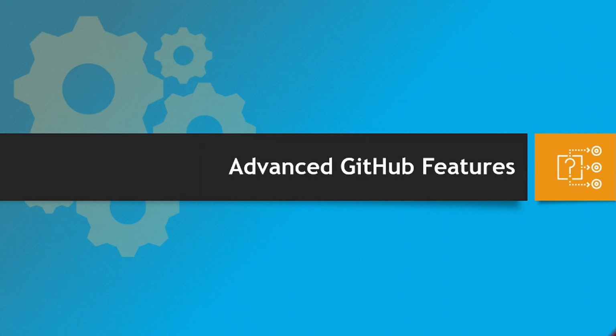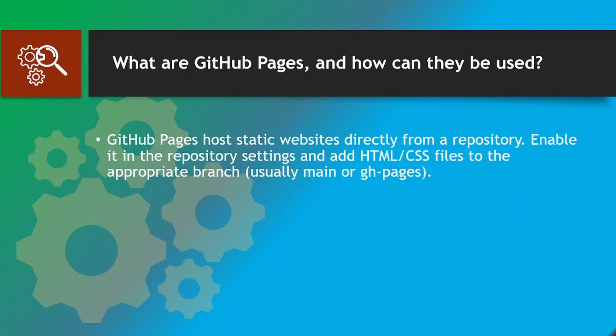Now, in this section, we'll go through advanced GitHub features. What are GitHub Pages and how can they be used? GitHub Pages hosts a static website directly from a repository. Enable it in the repository settings and add HTML/CSS files to the appropriate branch, usually main or gh-pages.